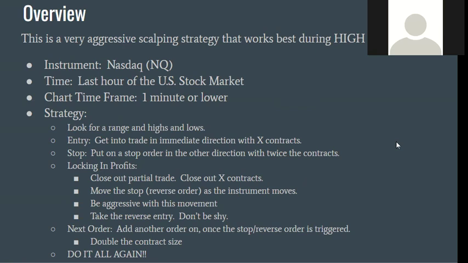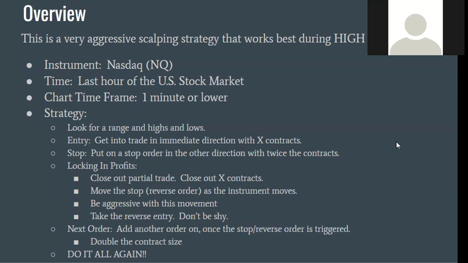The way I do it is a little more hands-on, I guess. There's a little more action involved. The reason is because I'm closing out part of the profits. So to lock in profits, basically, I will close out a partial trade. So close out X amount of contracts. Let's say you put 10 contracts on. I'm going to close out 8. And then let the other 2 go.